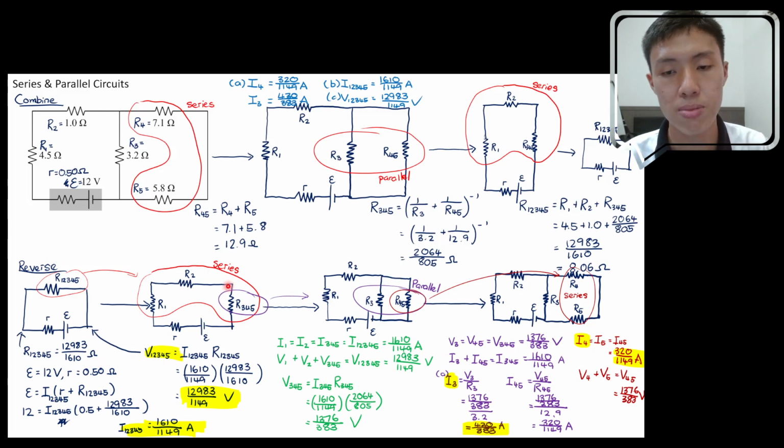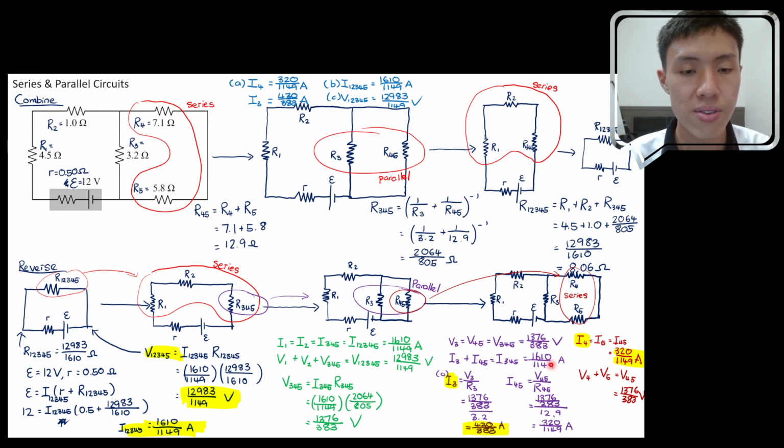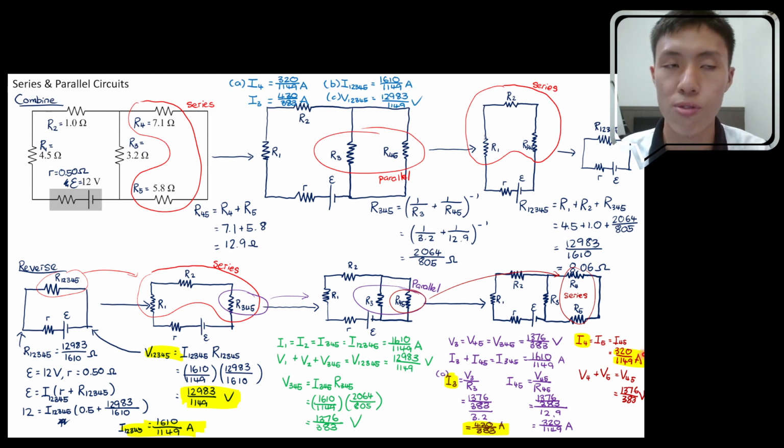For the next diagram, the same thing. I determine the current and I determine the voltage. For this case, the voltage will need me to use Ohm's law. Next diagram, again, determine the V and I relationship. Again, I'm going to find I3 and I45. I45 is then used for us to determine I4, and I4 is equal to 320 divided by 1149 ampere.